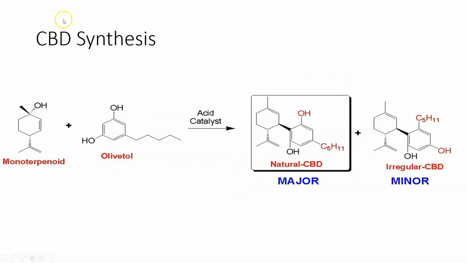So let's talk about how CBD, instead of naturally derived and extracted, can be synthesized. You use two precursors, this monoterpenoid and olivetol. And in the presence of an acid, you can make a major product, which is the natural one. And then we also have another one, which is an isomer, also referred to as the irregular CBD. So the difference between the natural one and the irregular one is the functional groups here, the hydroxy group as well as the alkyl side chain, they're basically switched in positions.